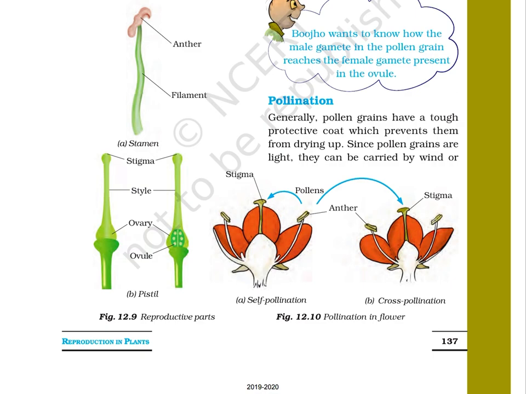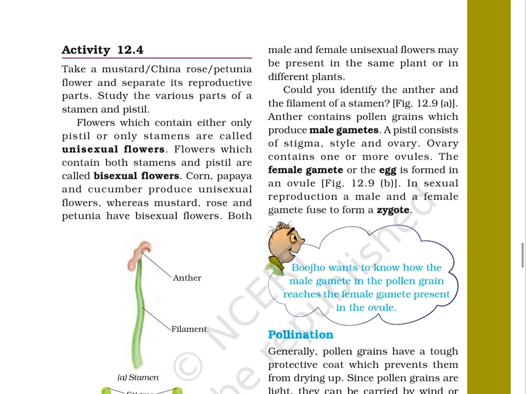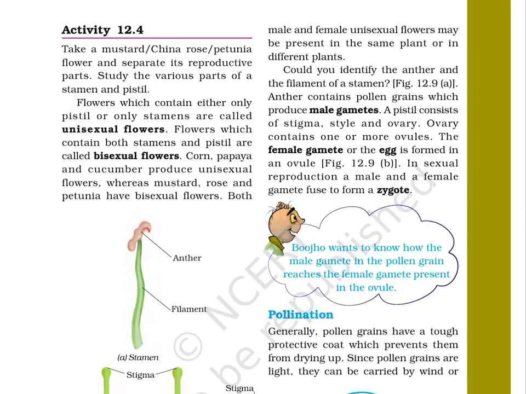Could you identify the anther and the filament of a stamen? You can observe them in figure 12.9a. Anther contains pollen grains which produce male gametes. A pistil consists of stigma, style, and ovary. Ovary contains one or more ovules. The female gamete or the egg is formed in an ovule. You can observe this in figure 12.9b.